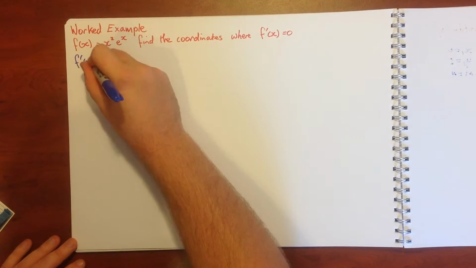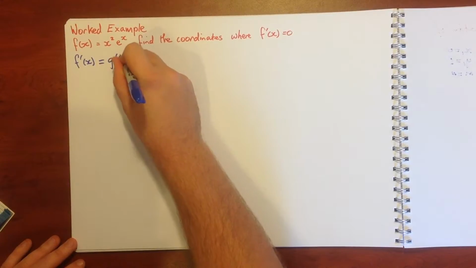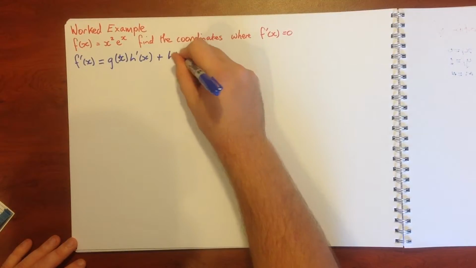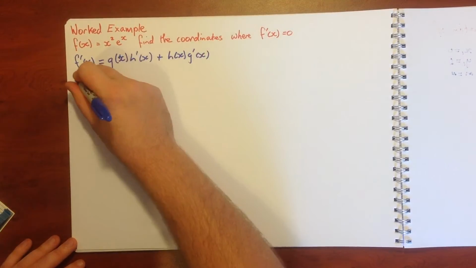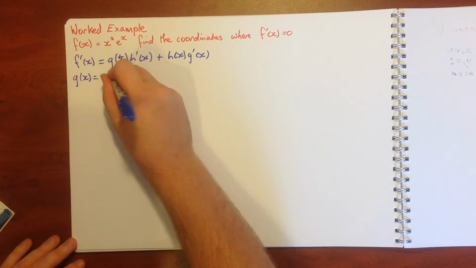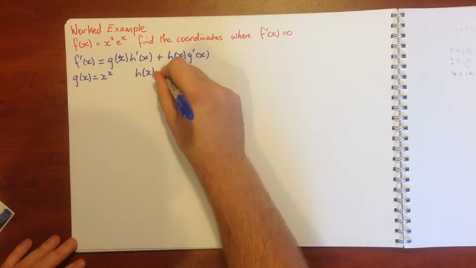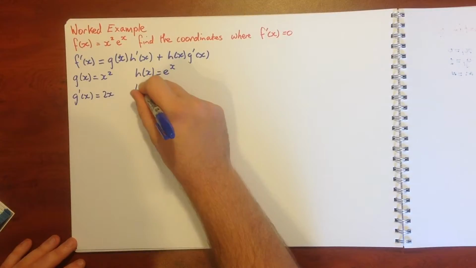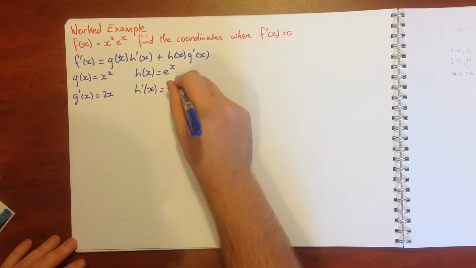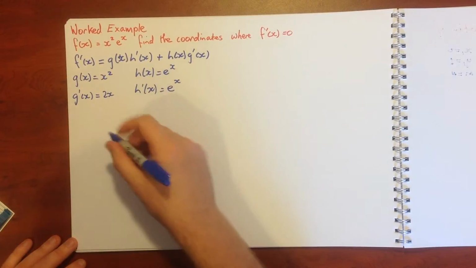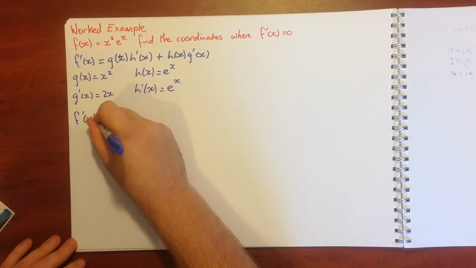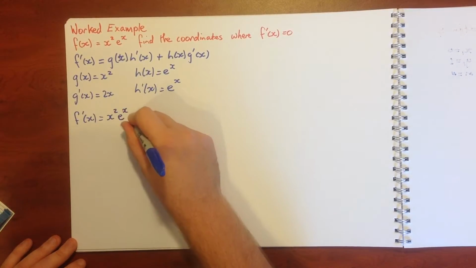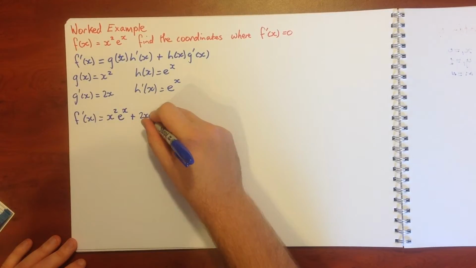So remember our f dash of x equals g of x h dash of x plus h of x g dash of x. Okay, so we'll say g of x is going to equal x squared. h of x is going to equal e to the x. So g dash of x is going to equal 2x, and h dash of x is going to equal e to the x. Okay, so now we can bring everything together and say, well, f dash of x is going to be x squared times e to the x, plus e to the x plus 2x e to the x.